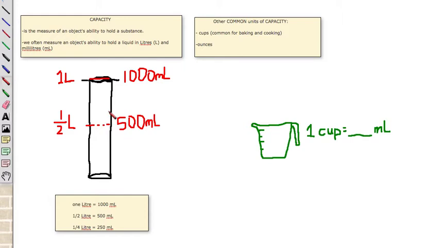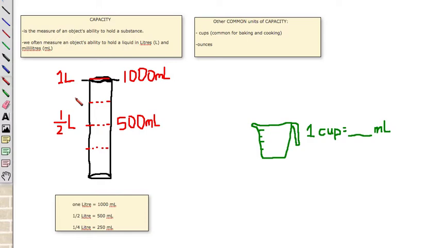And I could split this large cylinder into 4 equal parts. So if I want to split it into 4 equal parts, I'm going to likely draw a line somewhere around here. That dot's a little bit out, but it's around here. And I would probably split one here. So now I've taken my 1 liter and I've cut it into 4 parts.